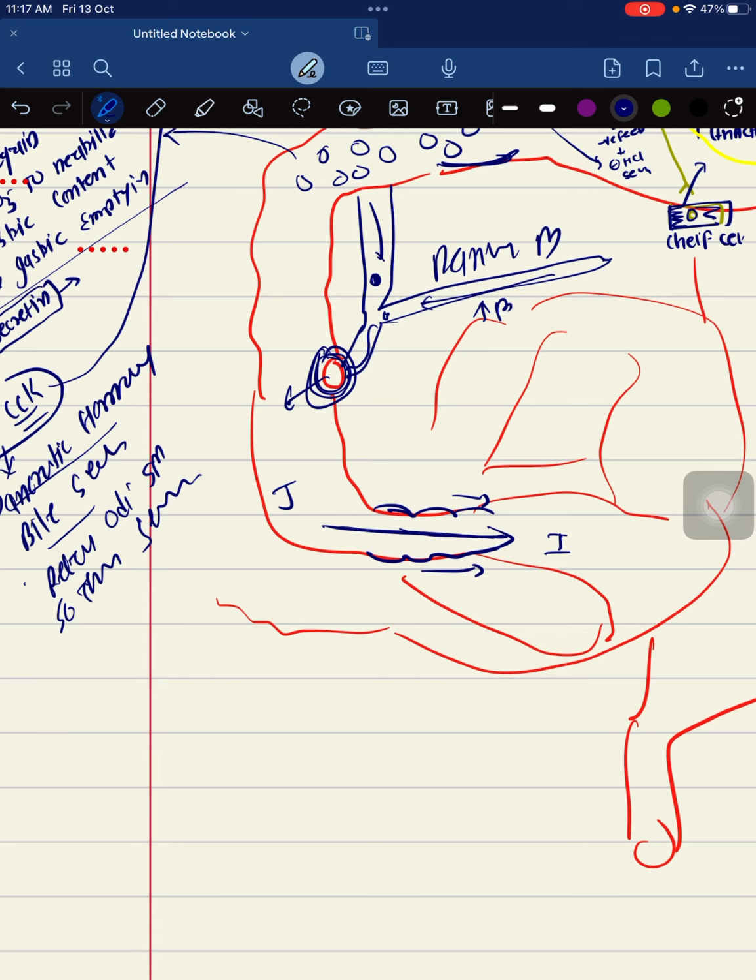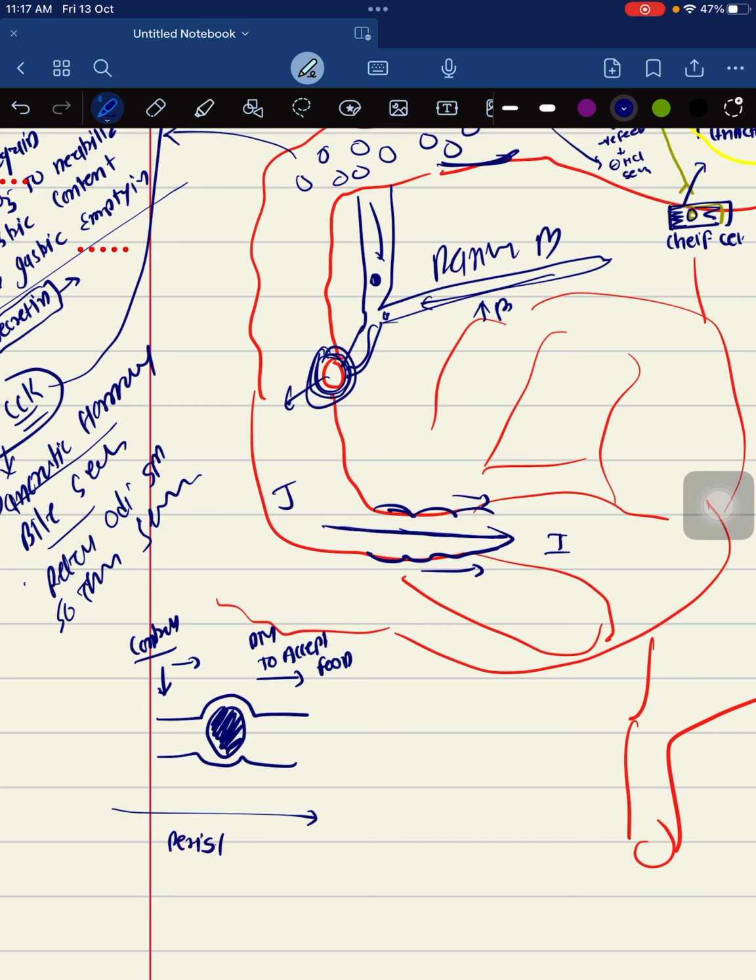And the question is how this food moves forward. Let's say this is the food content. Here we require contraction to push forward, and here we require dilatation to accept the food, and this is called peristalsis.